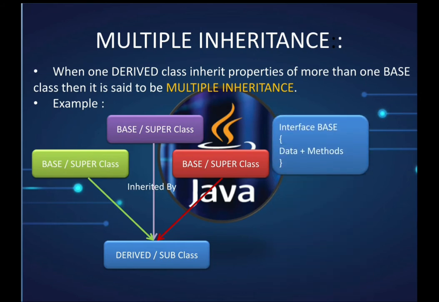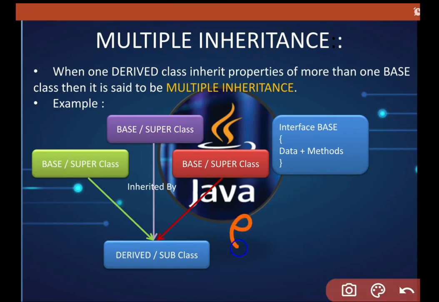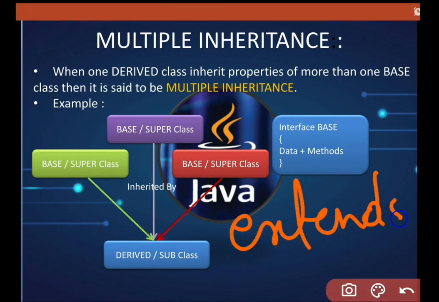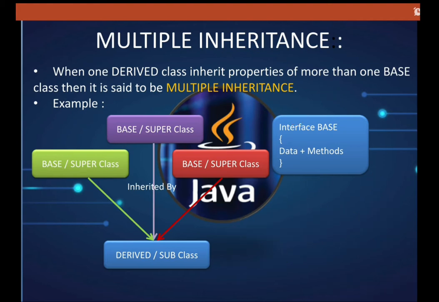Now, how are we going to have multiple inheritance in Java? Actually, multiple inheritance by the extends keyword is not possible because the extends keyword always inherits only one base class at a time. Then we have the concept of interface with us, because interface allows us to inherit more than one interface at a time. That's why we have the concept of interface. Interface also has data and methods like a class.